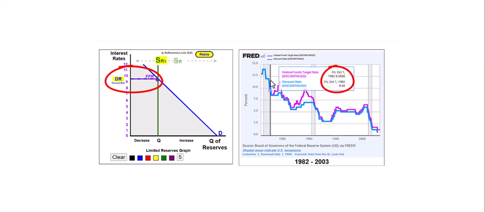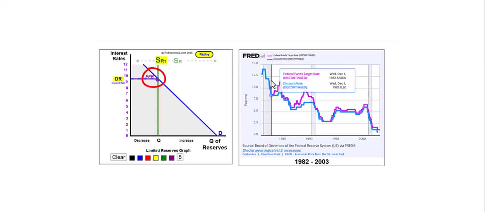Notice that from October 1st through December 1st, both the federal funds target rate and the discount rate moved down to 8.5. So which one happens first? Does the federal funds target rate change first, or does the discount rate change first? And the answer is the federal funds target range changes on a daily basis, where the discount rate is an administered rate through the FOMC.